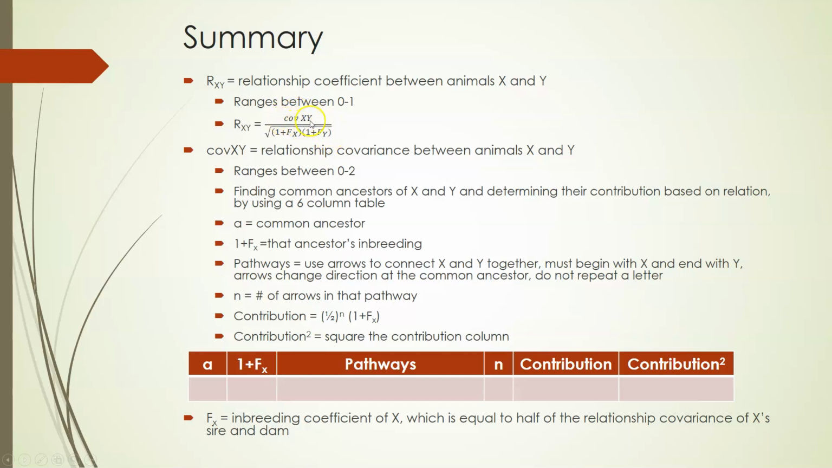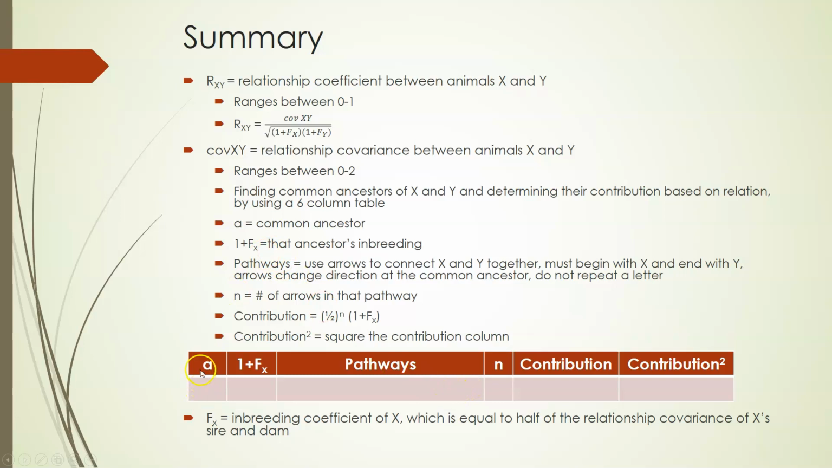The relationship covariance between X and Y is listed here, and we need that obviously to calculate our relationship coefficients. It can actually range between 0 and 2. That's just because of different inbreeding, okay? So if we add an inbreeding, that actually ups our total. But basically the first thing we do is we create this chart right here, okay? So this chart is going to be a way for you to list out the common ancestors between X and Y and determine their pathway, okay?